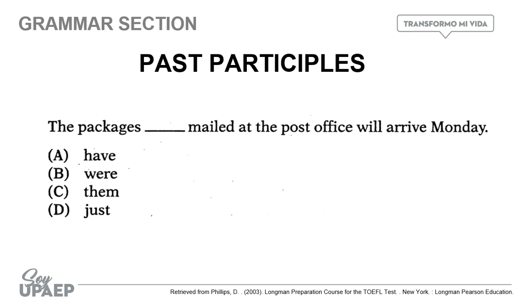So we can eliminate option C, right? Okay, so the correct answer is D. The packages just mailed at the post office will arrive Monday. So, if you notice, the past participle is mailed and it is working as an adjective that is describing the packages. Why? Because will arrive is our verb.